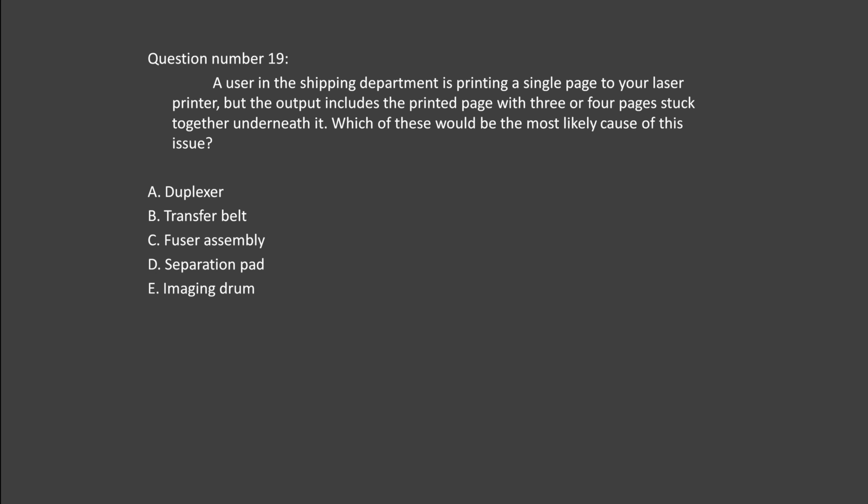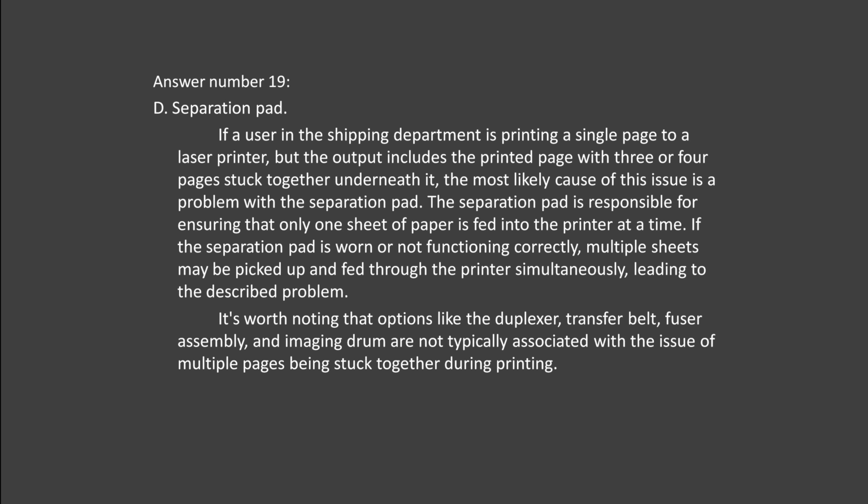Question number 19. A user in the shipping department is printing a single page to your laser printer, but the output includes the printed page with 3 or 4 pages stuck together underneath it. Which of these would be the most likely cause of this issue? Option A, duplexer. Option B, transfer belt. Option C, fuser assembly. Option D, separation pad. Option E, imaging drum. Answer number 19. Option D, separation pad.